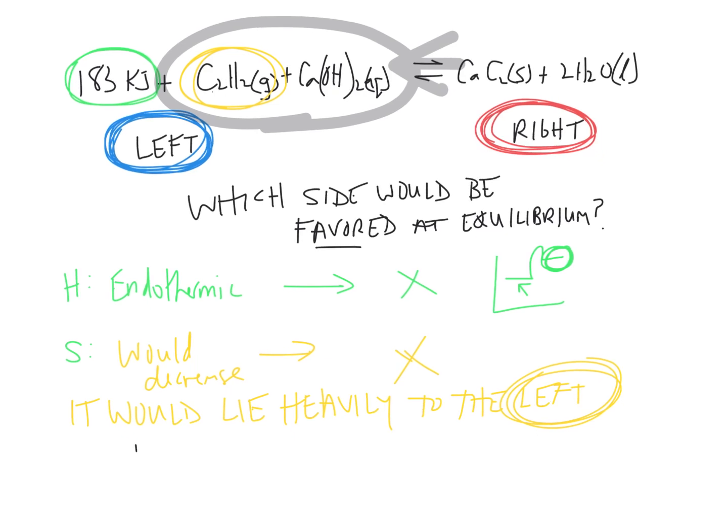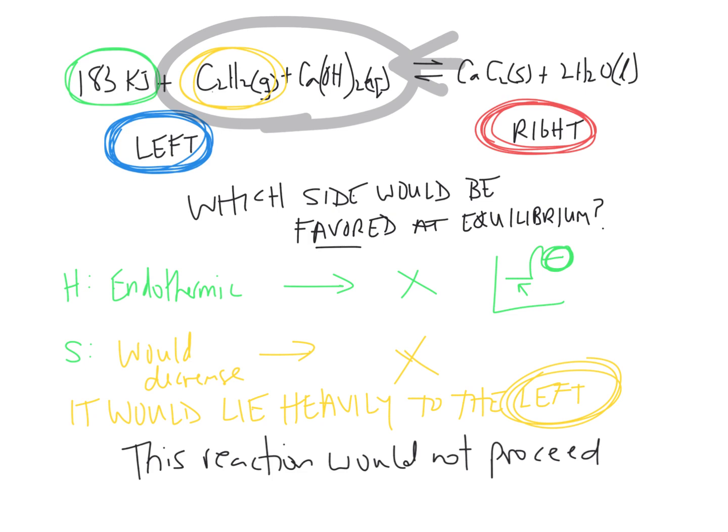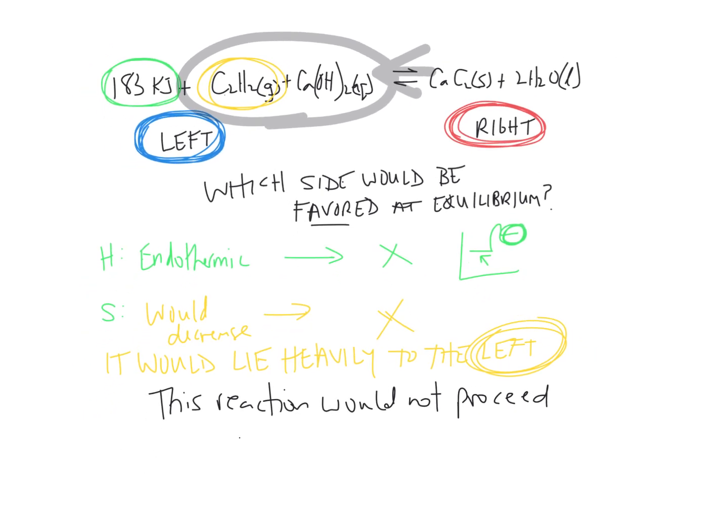So we could write that statement. We might say this reaction would not proceed, or we could say, I don't even know how to spell proceed, like that, I think. This reaction would not proceed, or there might be no reaction. We could also say that.